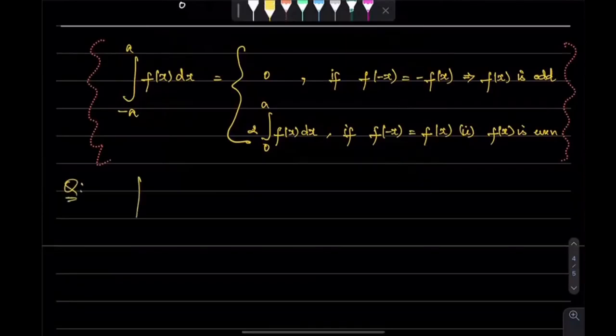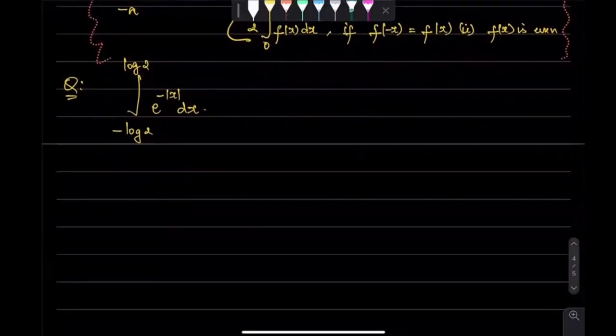So you have the integral from minus log 2 to plus log 2 of the function e power minus modulus of x dx. So what is your f of x here? By looking at the problem itself, you can understand it is of the form minus a to plus a. So you just need to check whether it is an even or odd function.